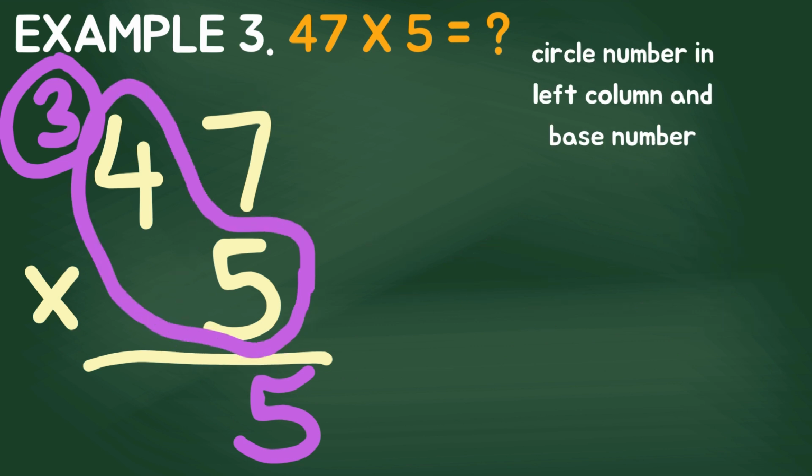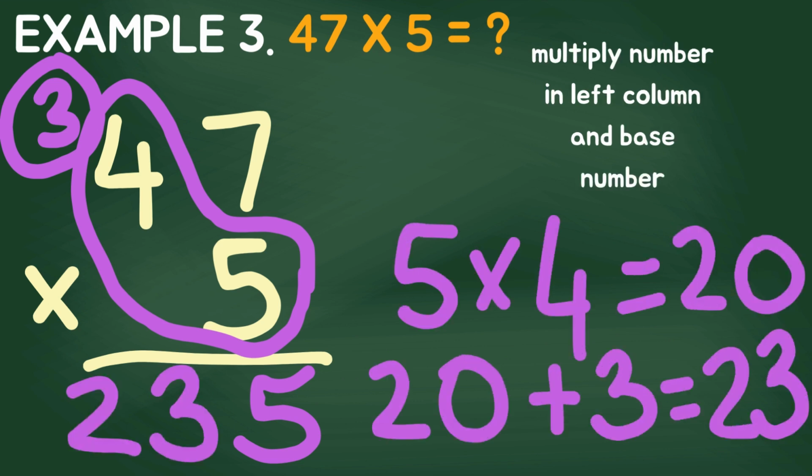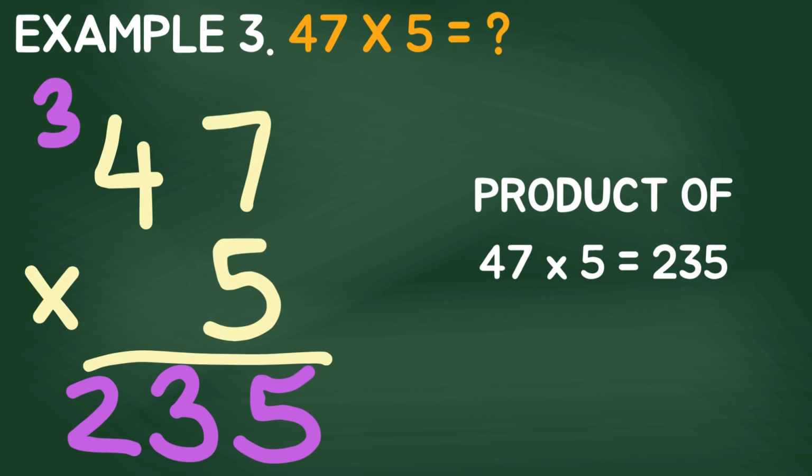Circle top number in left column and base number. Then multiply. 5 multiplied by 4 is 20. We have a carryover of 3. 20 plus 3 is 23. Write it down. Hence, the product that we get by multiplying 47 and 5 is 235.